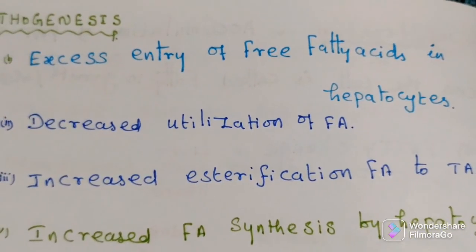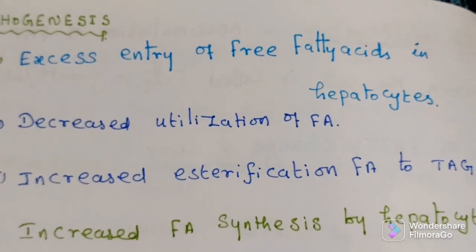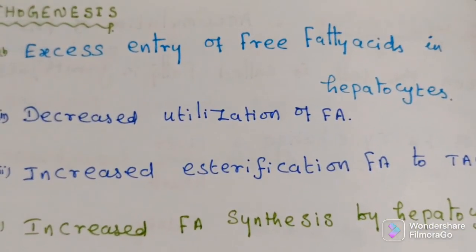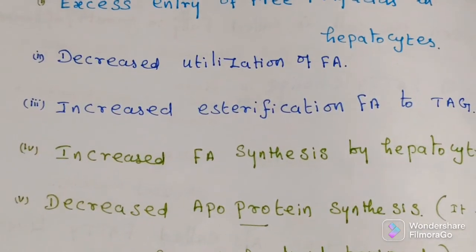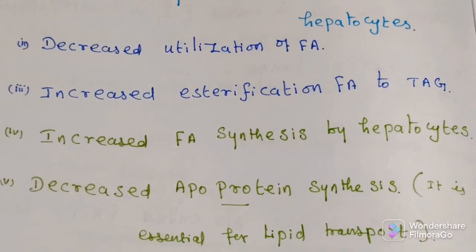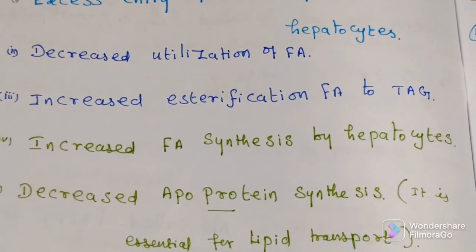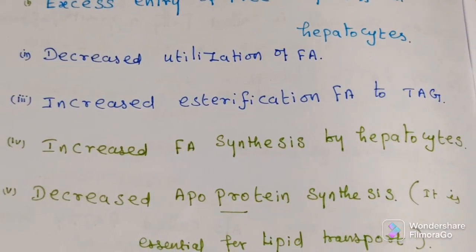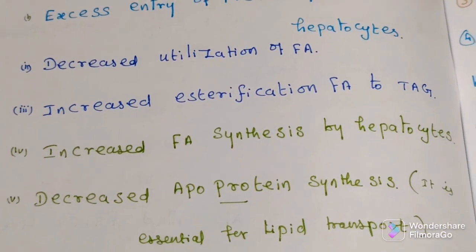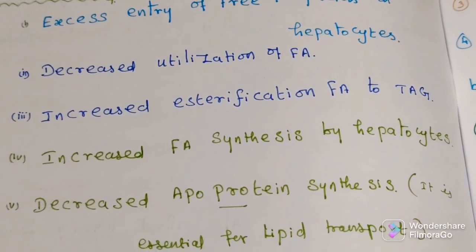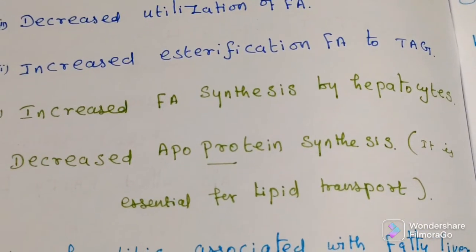Second one is decreased utilization. During energy production, hepatocytes utilize less energy, so there is decreased utilization of fat. Third is increased esterification of fatty acid to triglyceride or triacylglycerol. Fourth is increased endogenous fatty acid synthesis by hepatocytes.